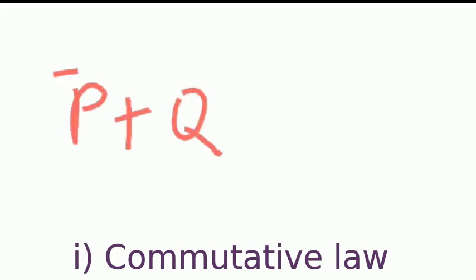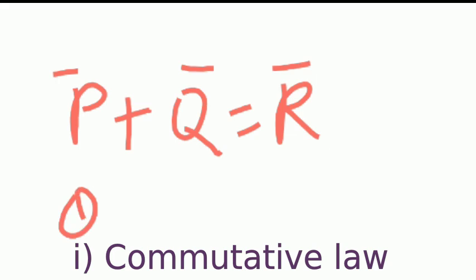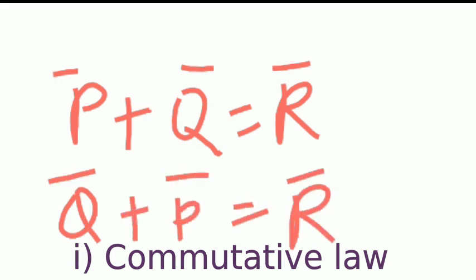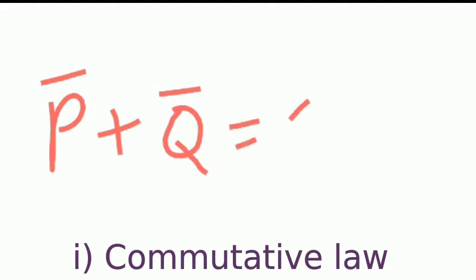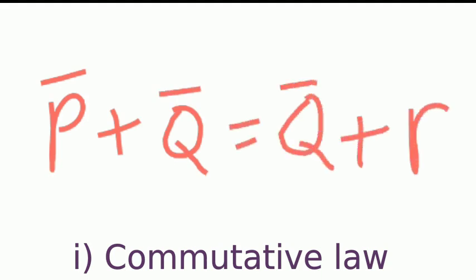The first property is that vector addition is commutative. What does this mean? This means we can add any two vectors, suppose vector P and vector Q, in any order. Suppose P bar plus Q bar is equal to R bar. Then if we add Q bar plus P bar, then also we will get R bar. Or in short, we can write P bar plus Q bar is equal to Q bar plus P bar. This is called the commutative law.